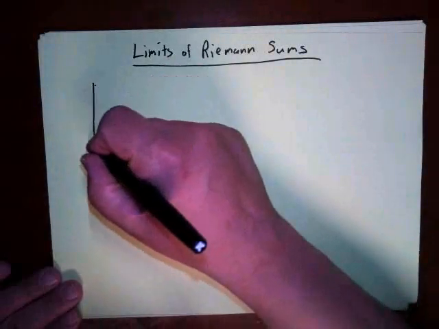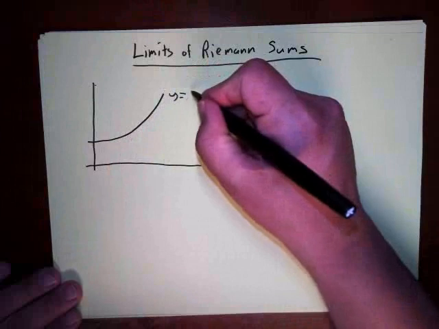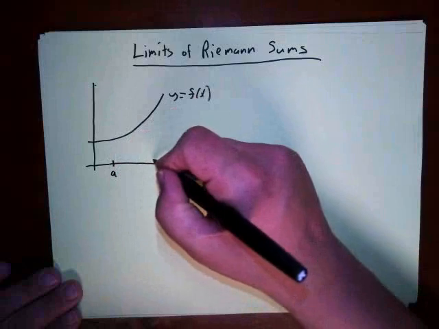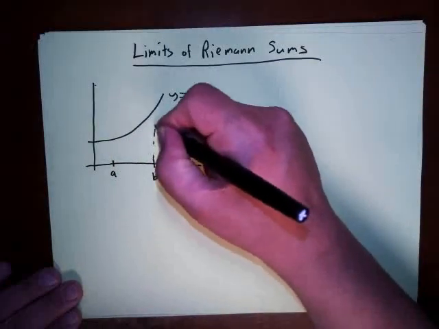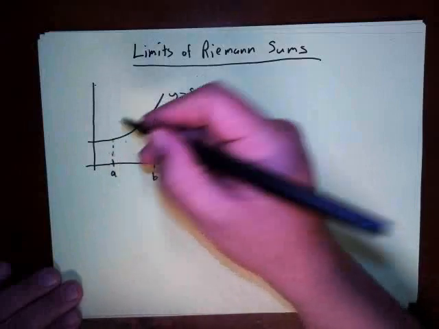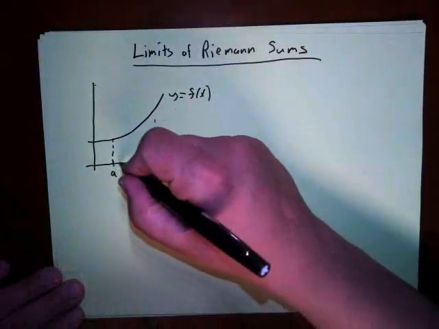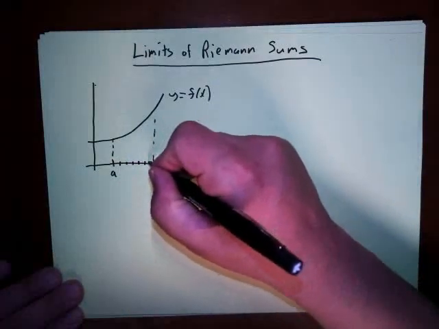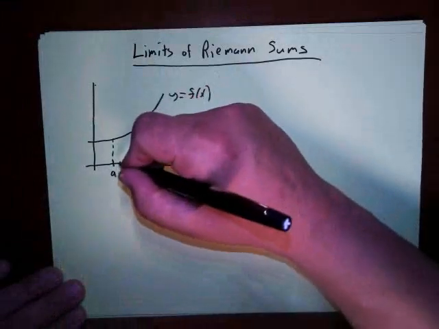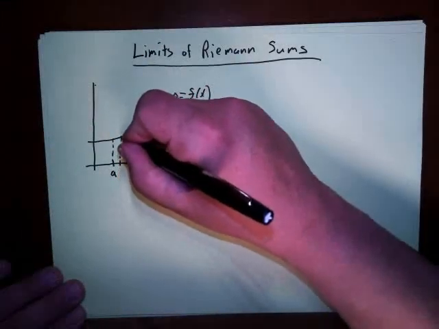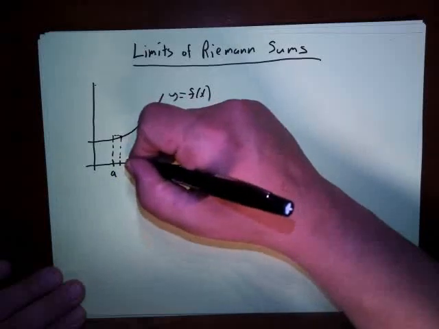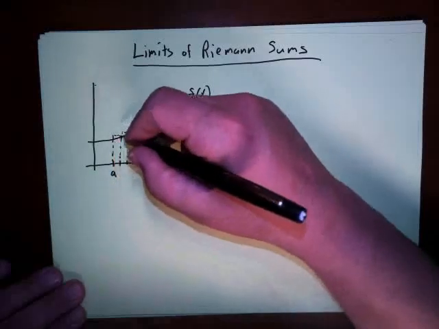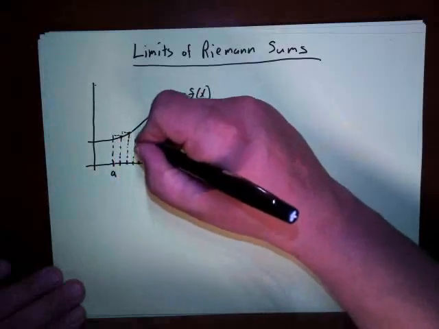So let's say you have some function, y equals f of x, and you want to find the area, let's say, between a and b. And so what you do is, we can estimate it by splitting this up into a number of rectangles. Then I'm going to choose the right endpoint of each of these intervals. Of course, you could choose the left endpoint, the midpoint. You could actually choose any number in the interval.